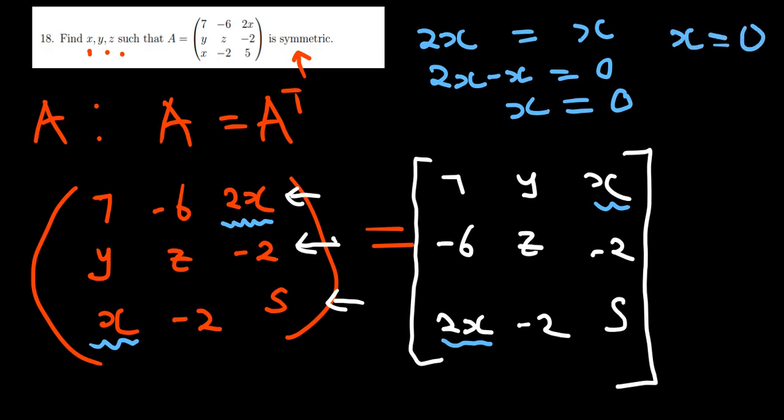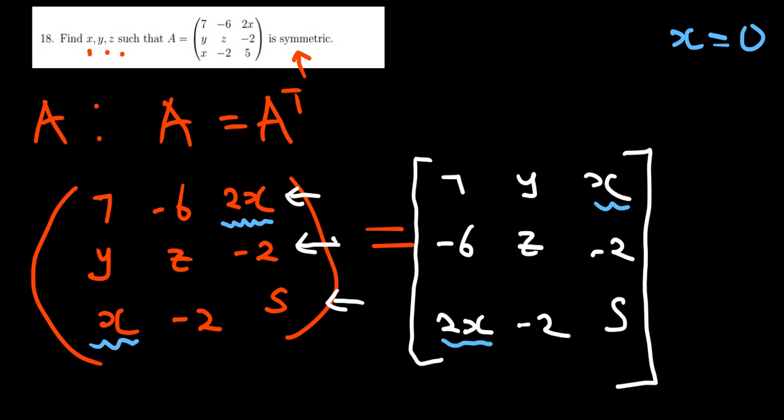Then let's find the value of y. To find the value of y, we equate this y to the minus 6. So we see that our y is simply minus 6. And then the z, the z there is also a z there.